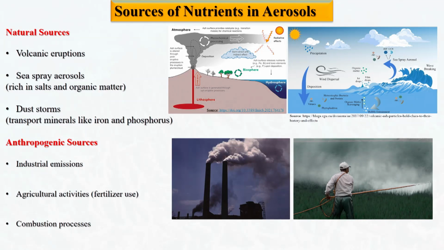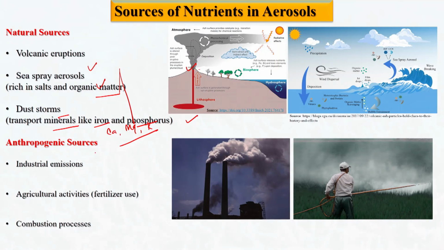So, I think I should skip this one. I have been discussing so much about the sources. I talked about anthropogenic and dust sources. We talked mostly about volcanic eruptions, sea spray aerosols rich in salt and organic matter, and dust storms. These transport minerals like iron and phosphorus, which are very important. And then of course calcium, magnesium and potassium are very important sources for this.